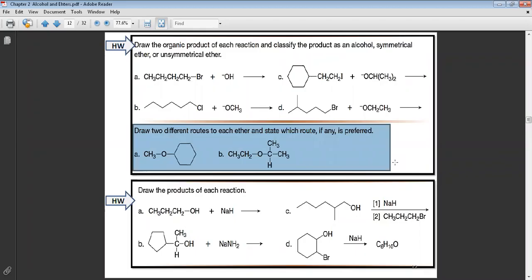Now another homework you have here. Draw the products of each reaction. Okay, now, what is the product here, students?